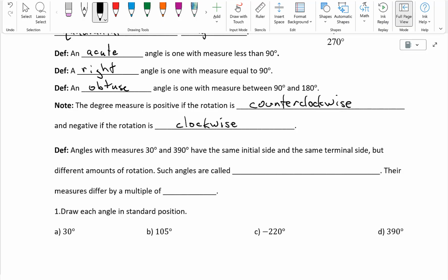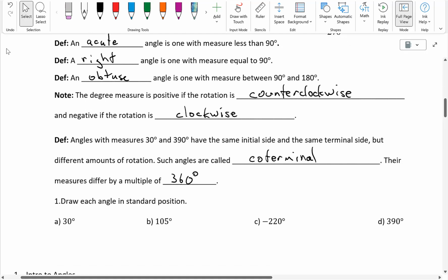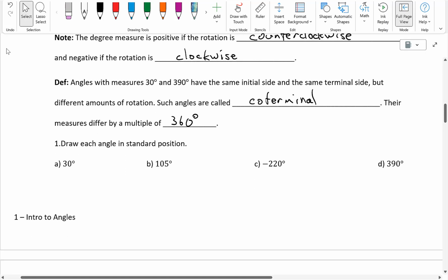Definition here: angles with measures 30 degrees and 390 degrees have the same initial side and the same terminal side, but different amounts of rotation. Such angles are called coterminal. Their measures differ by a multiple of 360 degrees. Right, so every time we go around the circle and come back to that same spot, we can have a new angle with the same initial side and same terminal side, but different amounts of rotation.